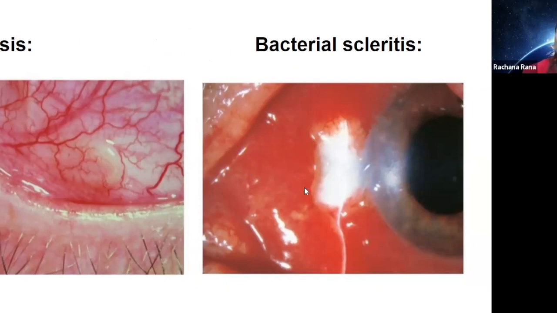So this is a bacterial scleritis, where this happens after pterygium surgery. Actually, I think this is a case of necrosis of the sclera. This type of necrosis happens when there is pterygium surgery with mitomycin C therapy. So we have to think of these conditions also.